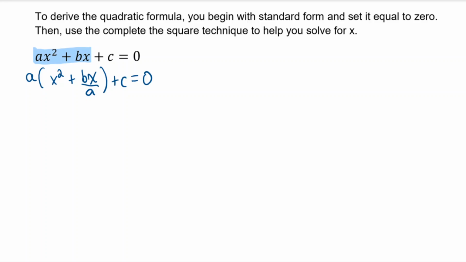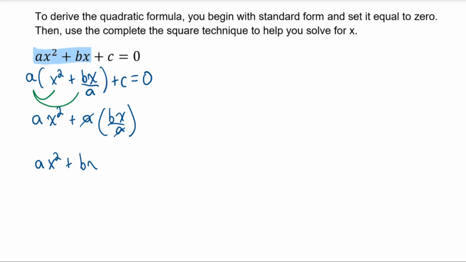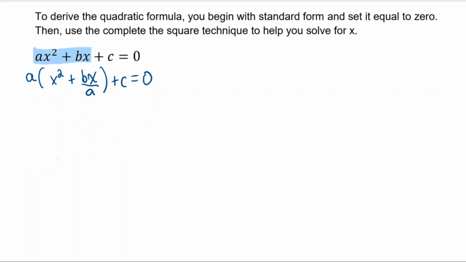If I just show you quickly expanding this back out again, so a times x is ax squared, and then we go a times the second term, and we get a times bx over a, right? And look, these a's cancel out, and we get back what we started with. So it works. All right, so let's carry on.